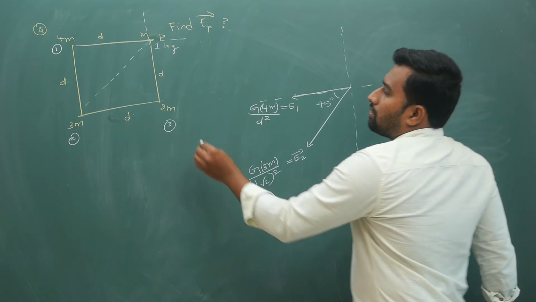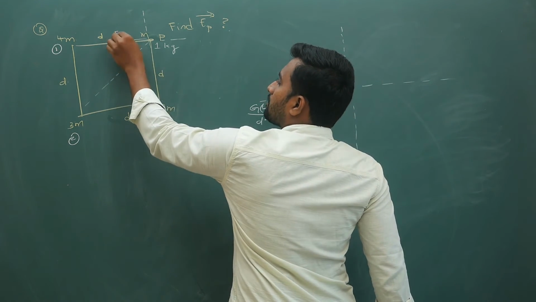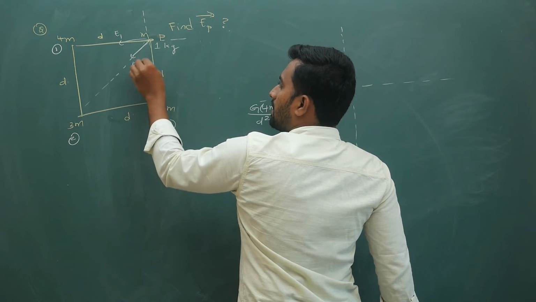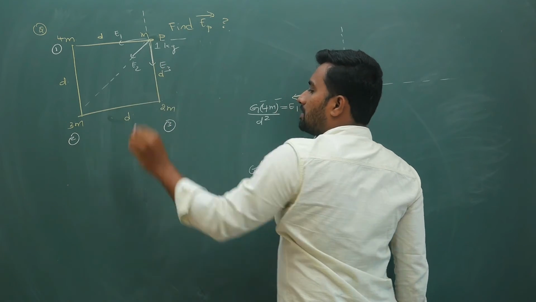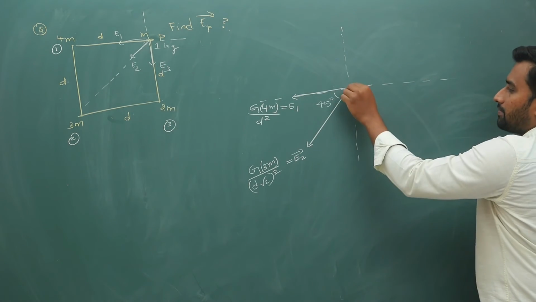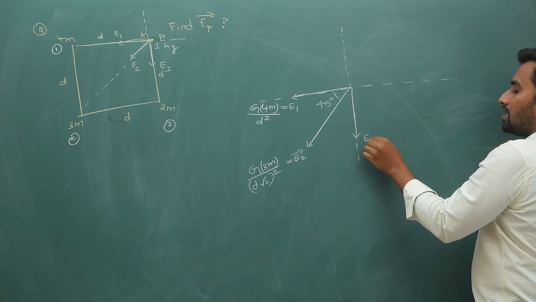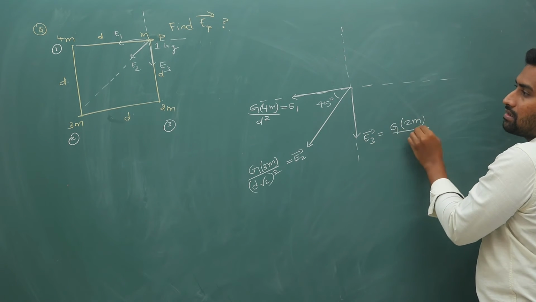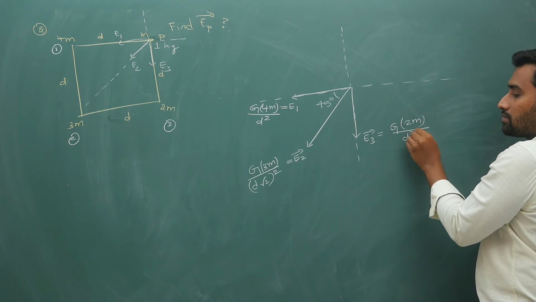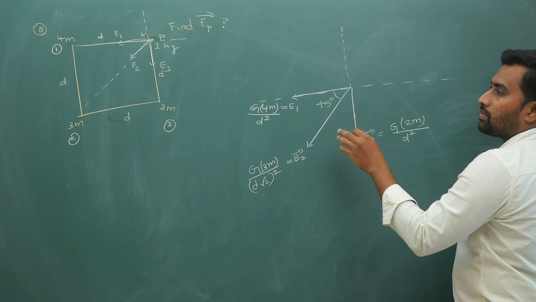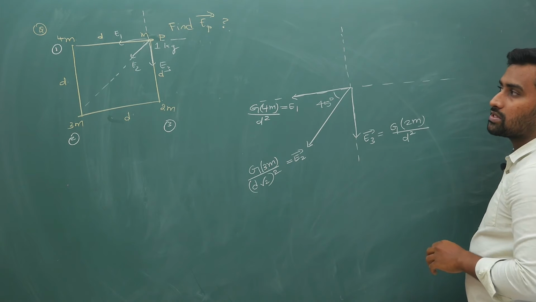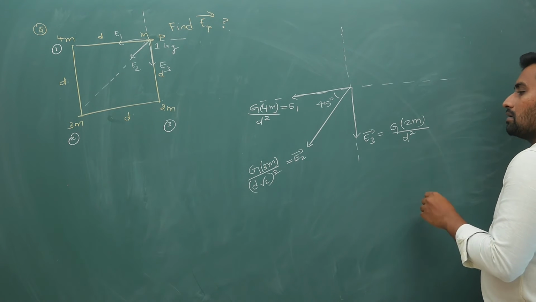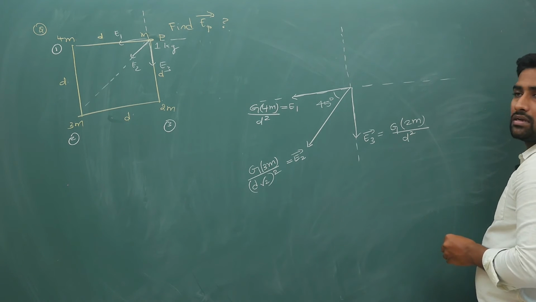Next, because of this, E1 is this way, because of this, E2 is this way, and because of this, E3 will be this way. So what is E3? Your E3 is G times mass 2m by your distance d square. This angle is 45. So G times 2m by d square. Okay, so this is your E3.